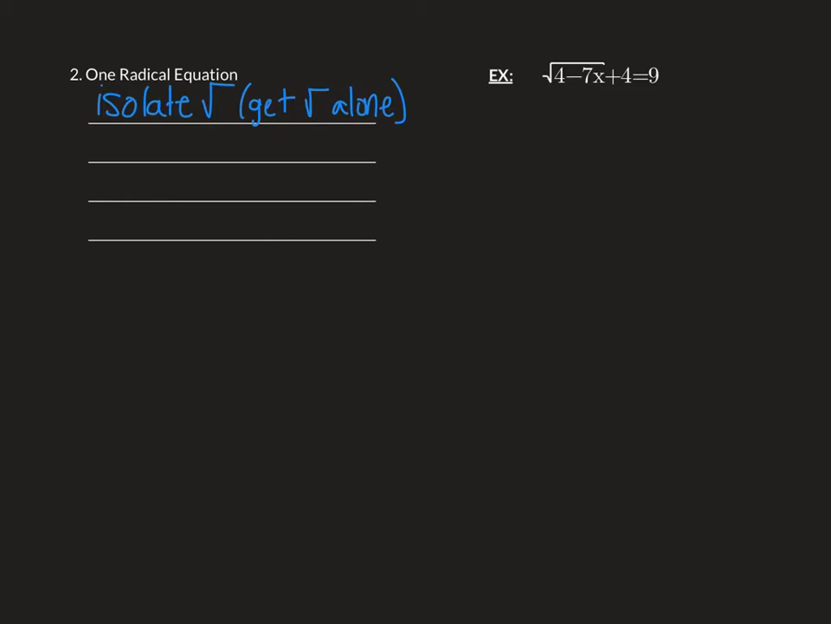Okay, so in this particular example to the right, I see that that plus 4 is what is keeping me from having the radical by itself, the square root by itself. So I'm going to get that by itself by subtracting 4 from both sides. And that gives me the square root of 4 minus 7x equals 5.